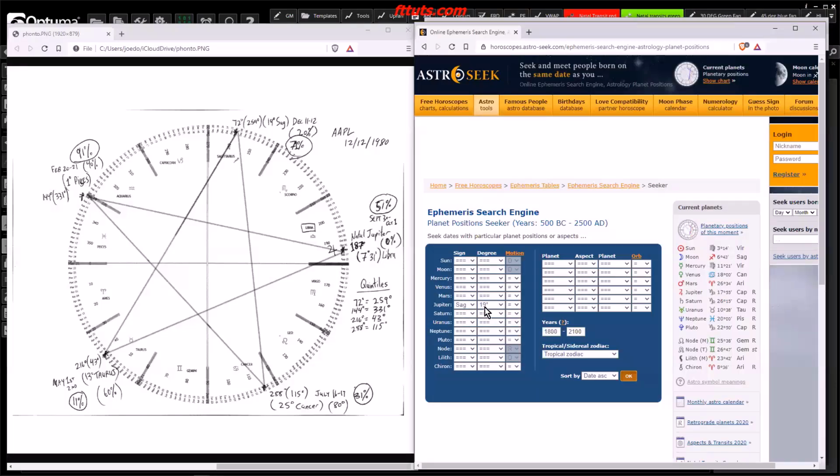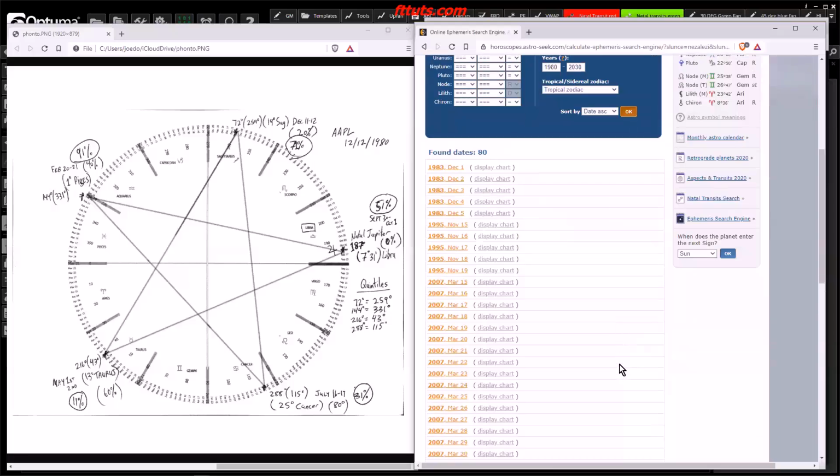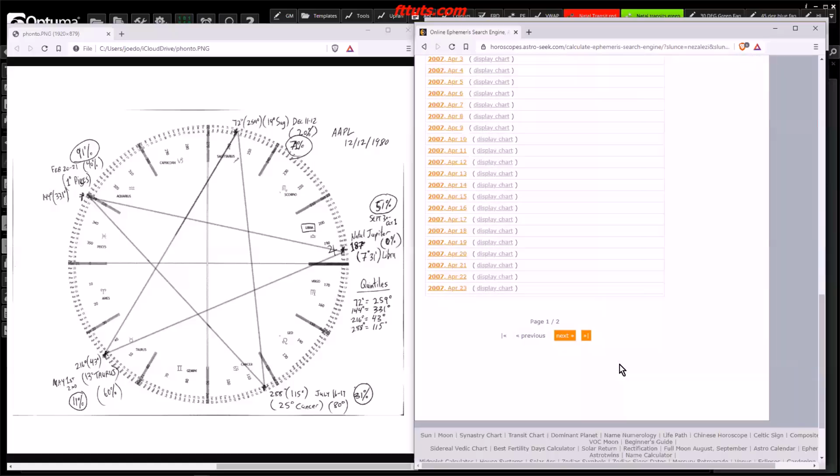We're just searching for the time that Jupiter is again at natal Jupiter's position. And maybe we'll only look for the times between 1980 and maybe until 2030. We don't need too much information. And then, bam, we've got that information for ourselves.